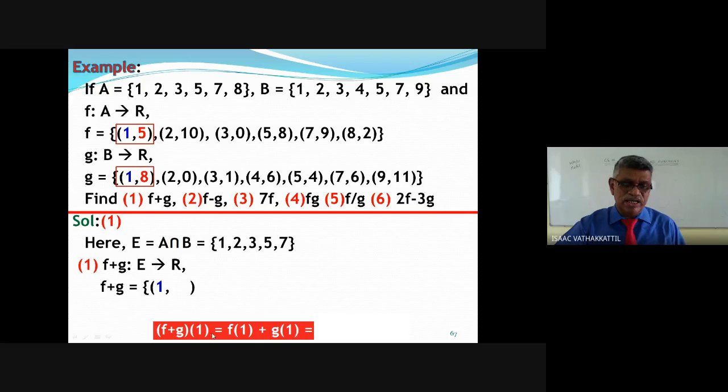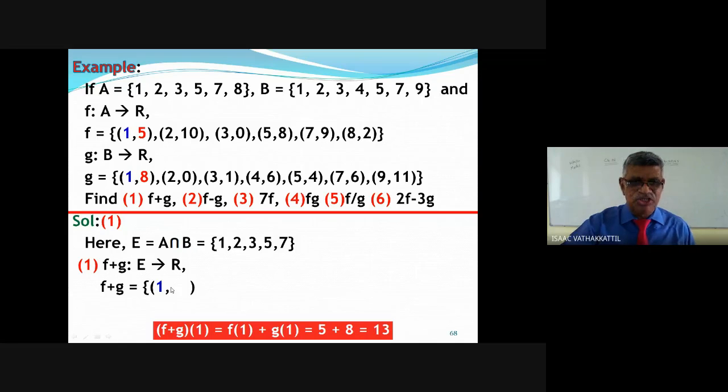F plus g of 1 is f of 1 plus g of 1. What is f of 1? 5. And what is g of 1? 8. So what is f of 1 plus g of 1? 5 plus 8, 13. So f plus g of 1 is 13. So 1, 13. Getting along?